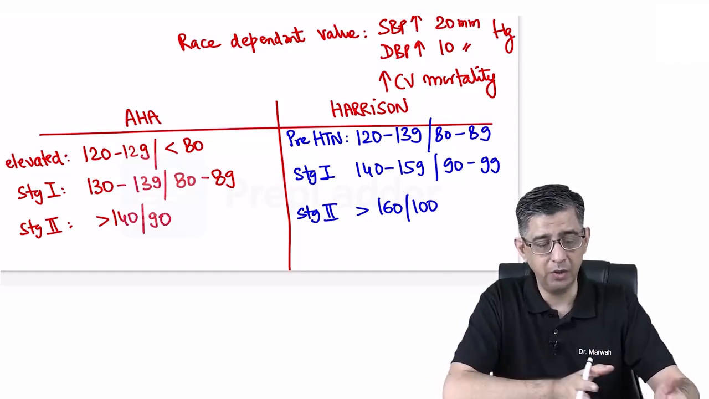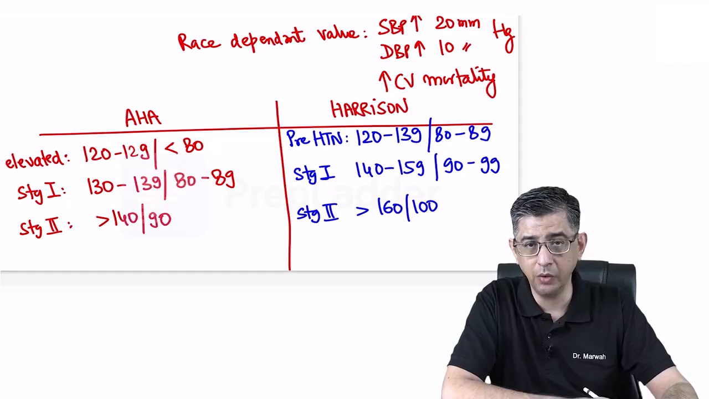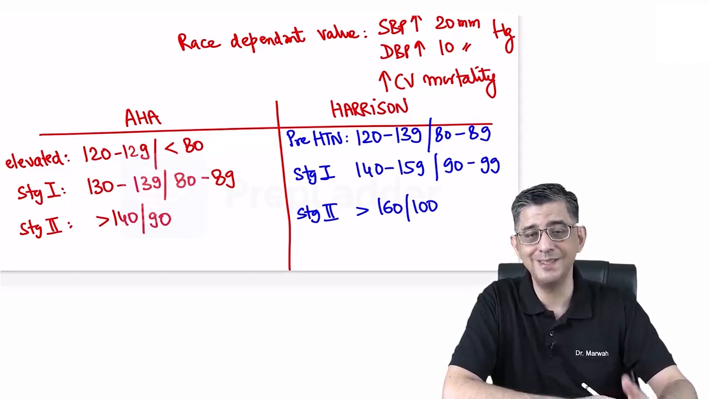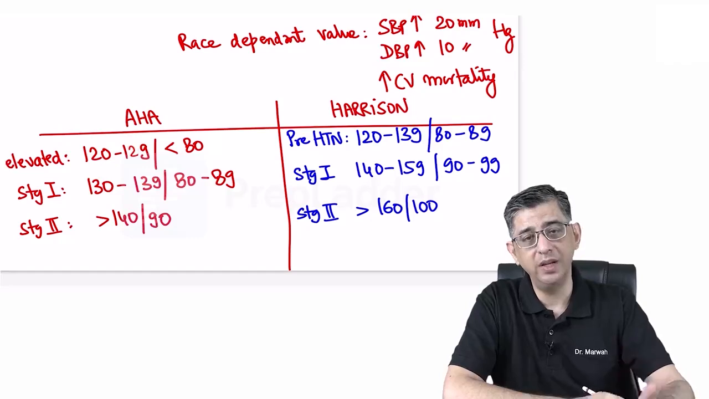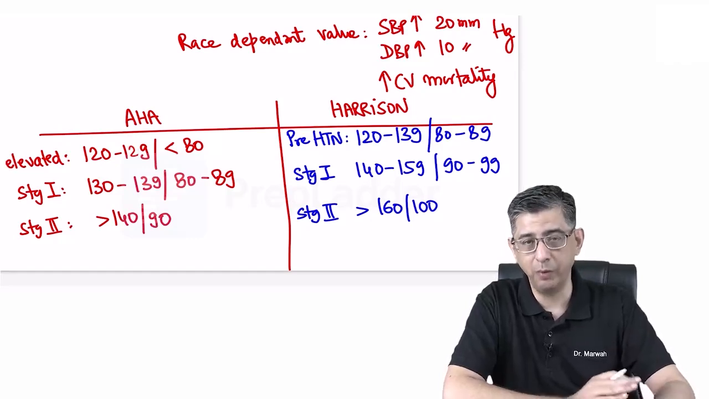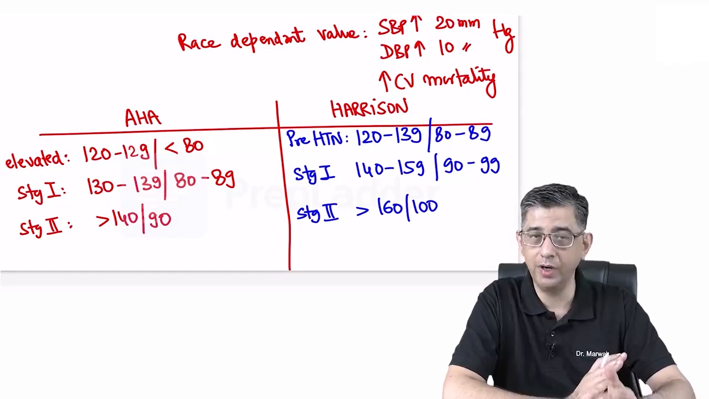And don't be under the impression that only mercury based sphygmomanometers are accurate. Even these battery operated devices have been tested properly and only then released into the market. So provided the brand is good, they give you accurate values.